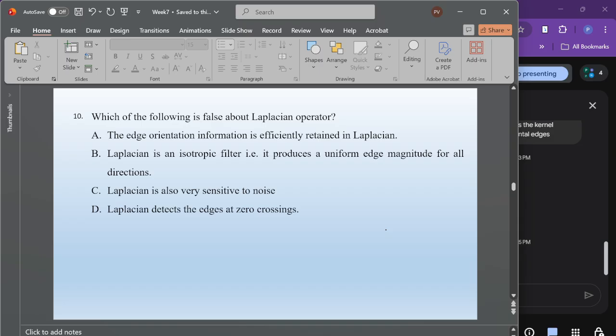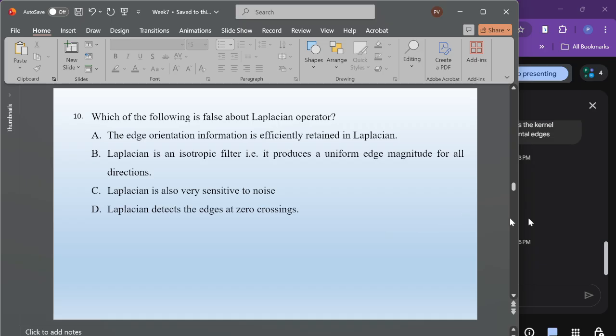Our next question is which of the following is false about the Laplacian operator? Here again we need to find the false statement, but it is for the Laplacian operator. Option A: the edge orientation information is efficiently retained in Laplacian. Option B: Laplacian is an isotropic filter, that is, it produces uniform edge magnitude for all directions. Option C: Laplacian is also very sensitive to noise. Option D: Laplacian detects the edges at zero crossing.